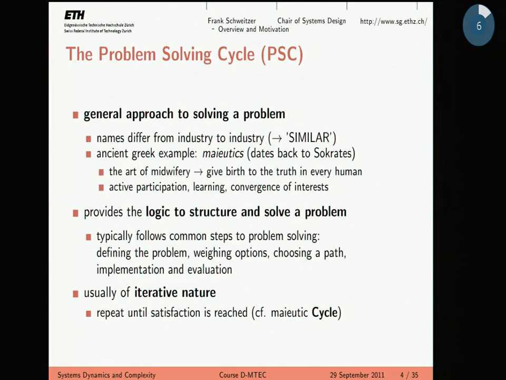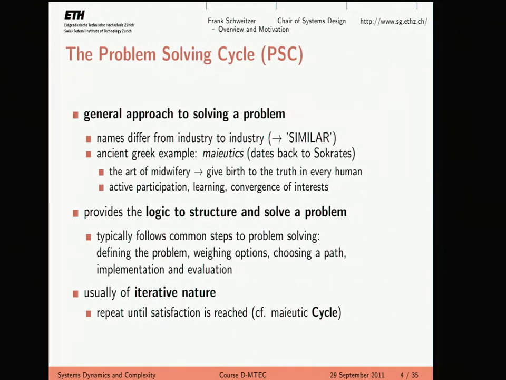What is the problem-solving cycle? In fact, if you go to Wikipedia and look up problem-solving, problem-solving turns out to be the most complex intellectual function that beings are able to do. So it seems like problem solving, although most of us don't really realize it, is the highest cognitive function in a way. So it's something really, really good if I think about it.